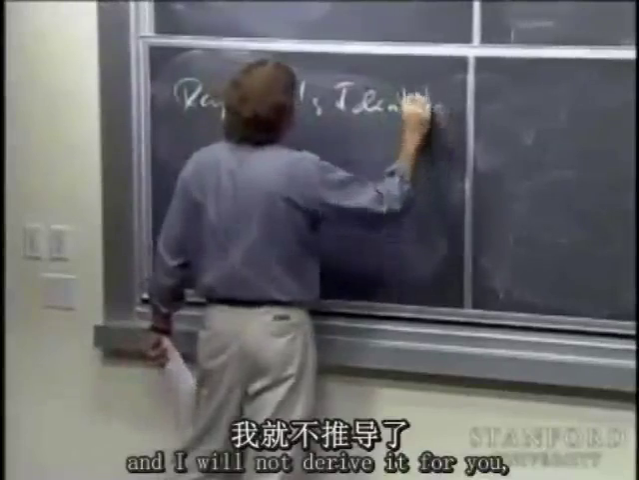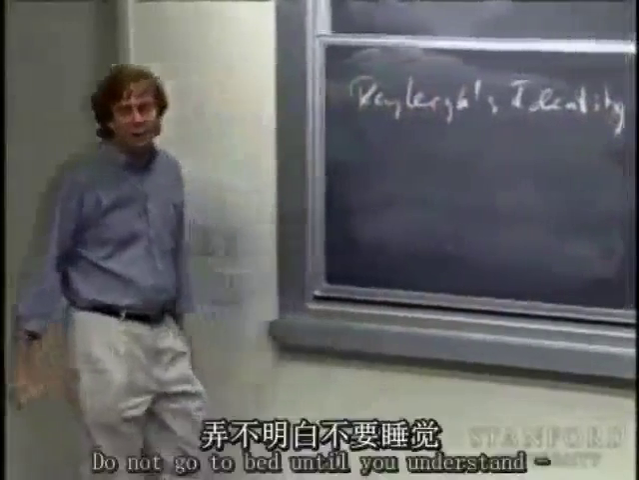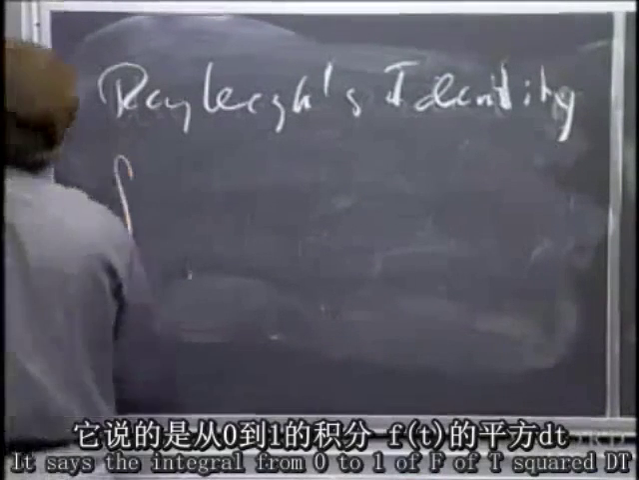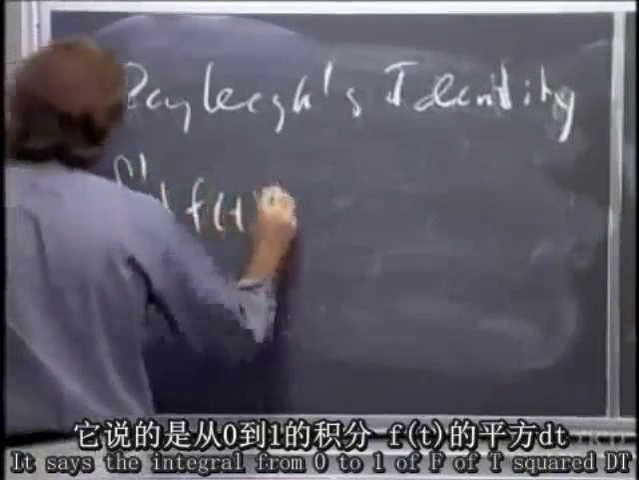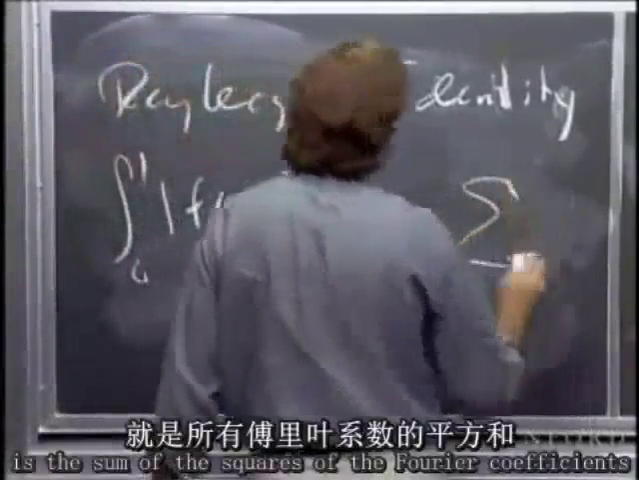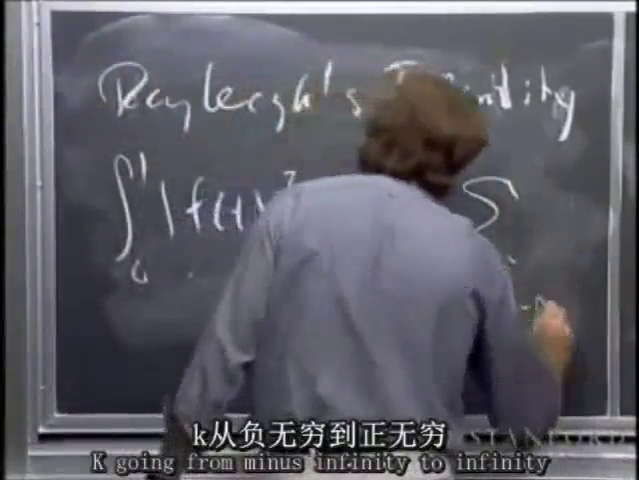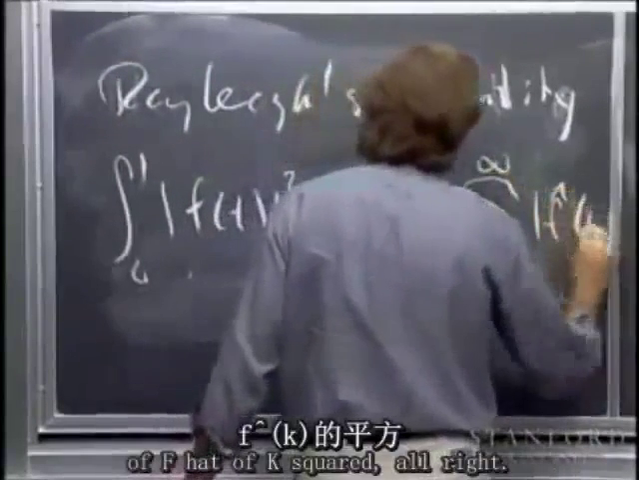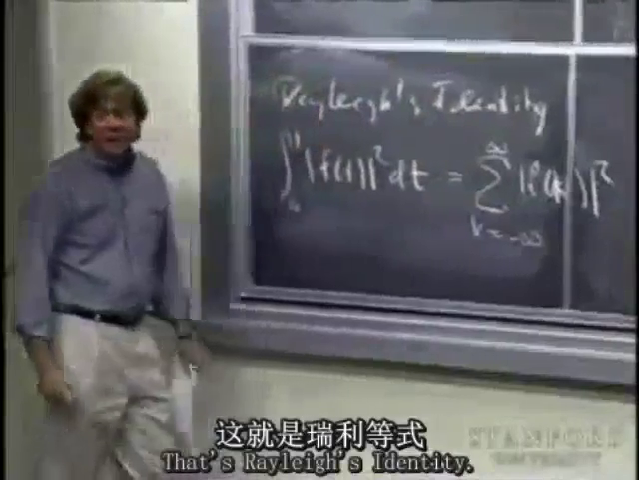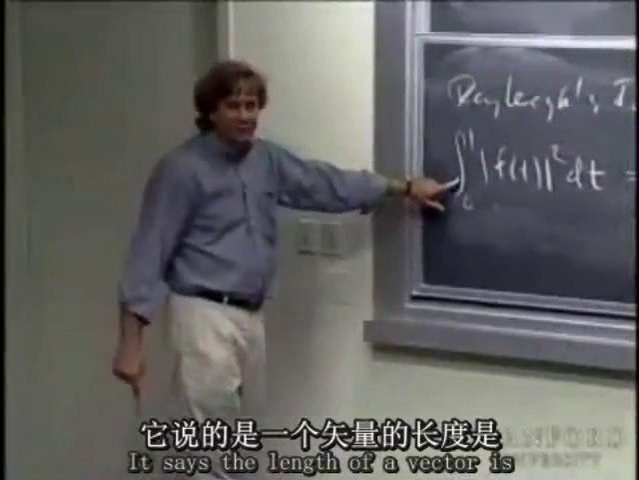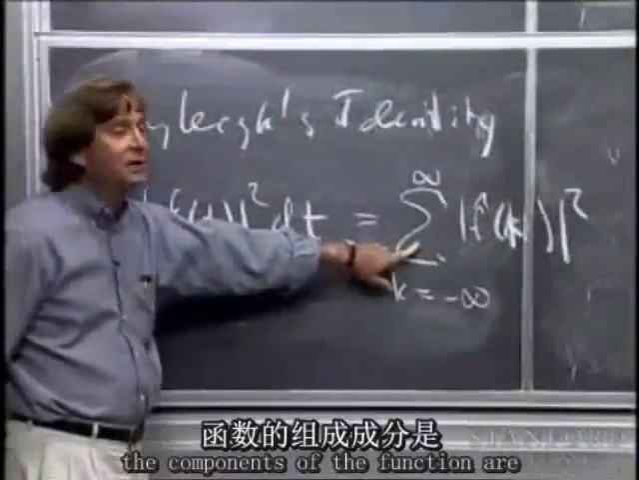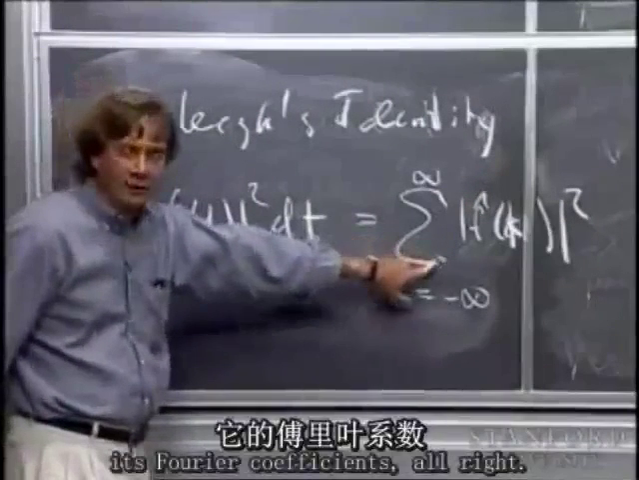I will not derive it for you, but it is derived in the book, and I even say something like, do not go to sleep until you understand every step in the derivation. It says the integral from 0 to 1 of |f(t)|^2 dt, you write it in terms of its Fourier coefficients, is the sum of the squares of the Fourier coefficients, k going from minus infinity to infinity of |f hat(k)|^2. That's Rayleigh's identity. It says the length of a vector is the sum of the squares of its components. The components of the function are its Fourier coefficients.